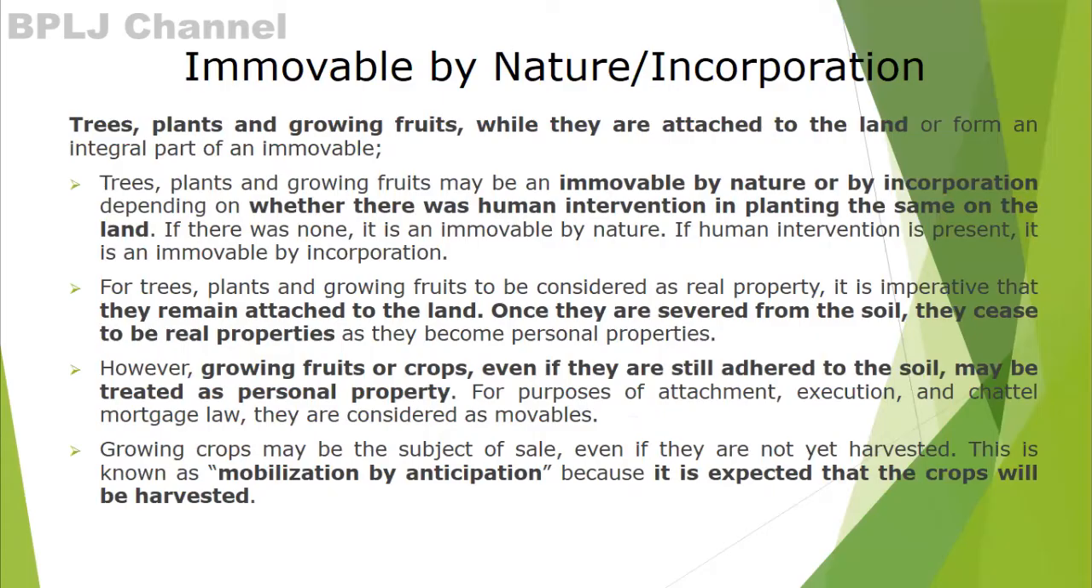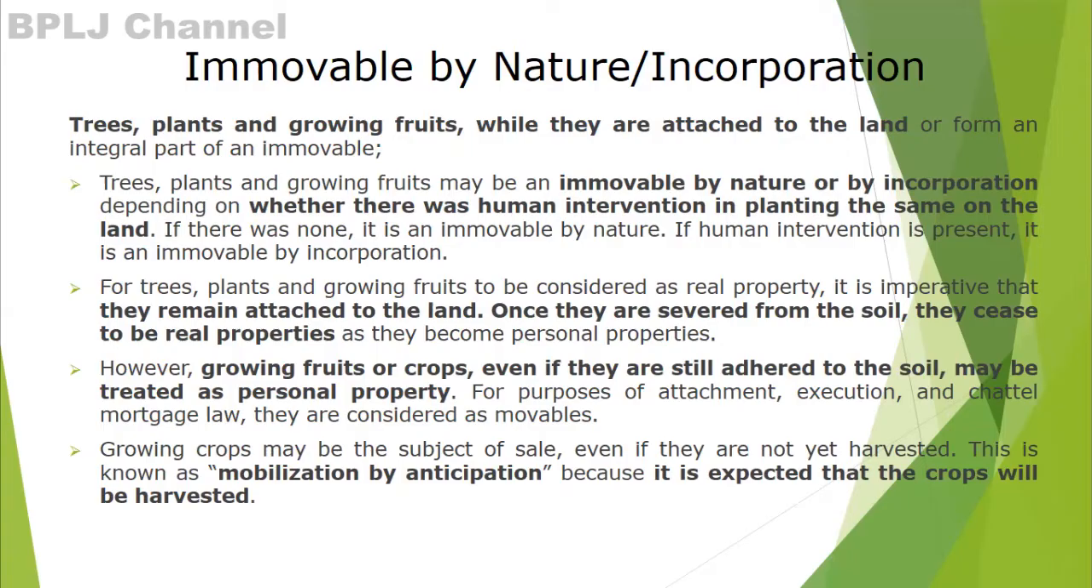while they are attached to the land or form an integral part of an immovable. So they're immovable by nature if there was no human intervention in planting the same on the land. If the trees sprouted from the land and grew without human intervention, they are considered as immovable by nature. They should also remain attached to the land.